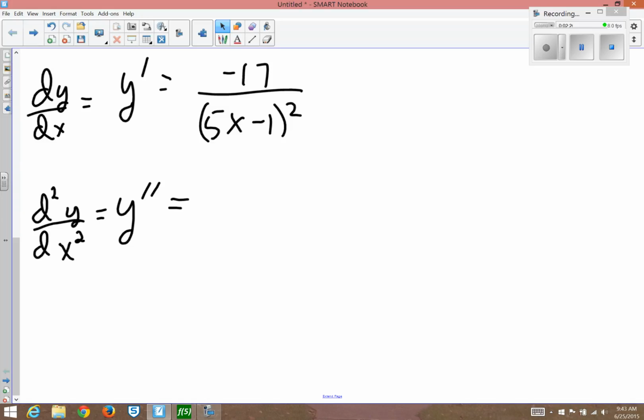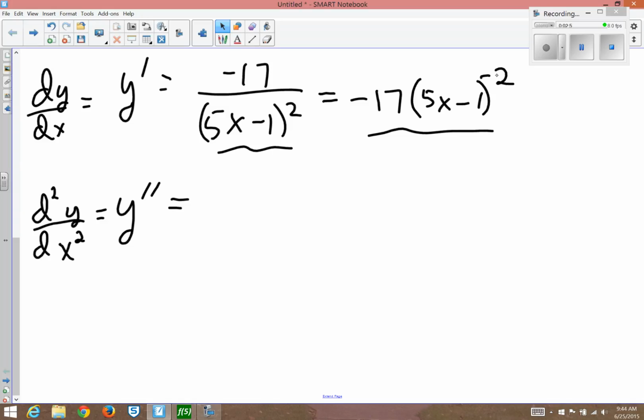The derivative of this can be found with the quotient rule, or by first rewriting this as negative 17 times (5x minus 1) raised to the negative 2. These are equivalent. So instead of using the quotient rule, which we could, we're going to use the rule called the chain rule, where there are 4 things to do.